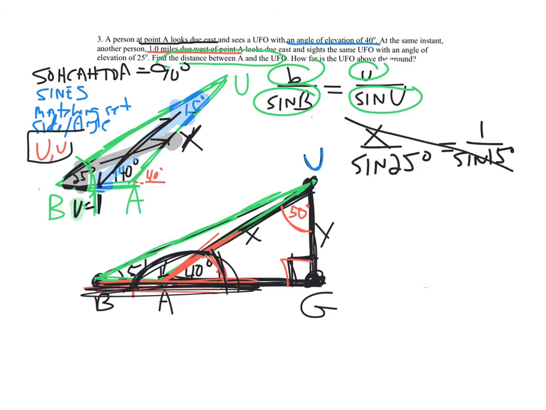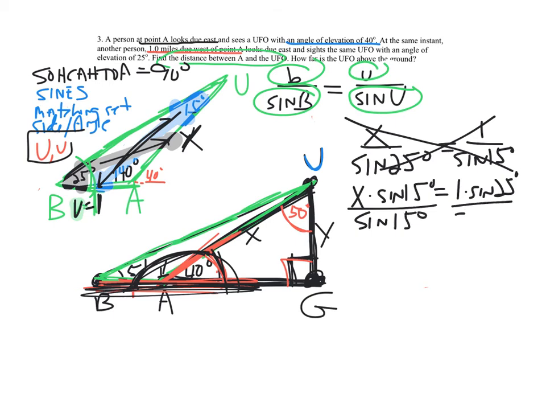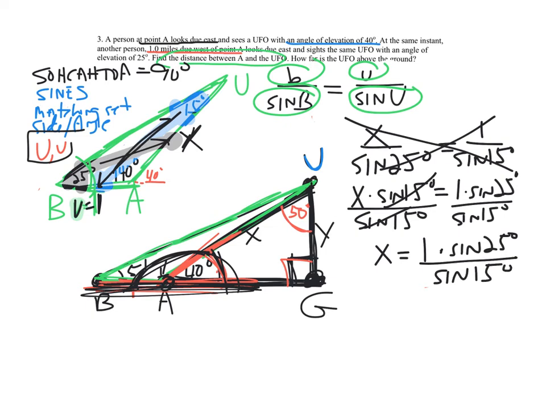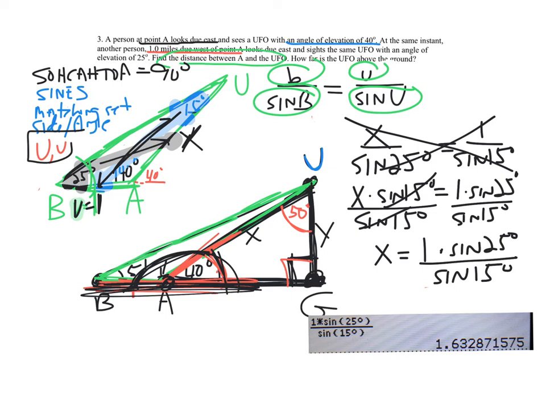I'll cross multiply: x times the sine of 15 equals 1 times the sine of 25. And then to solve for x, I'll divide both sides by the sine of 15 degrees. So here, x in that diagram, the distance between the person at point A and the UFO, is 1 times the sine of 25, so you really don't even have to type in the 1, over the sine of 15. So here, x is going to be equal to 1.6.